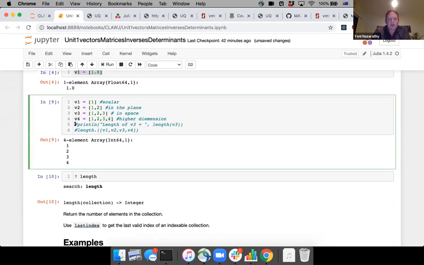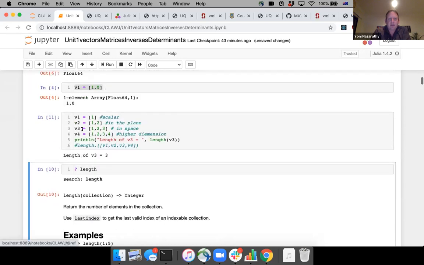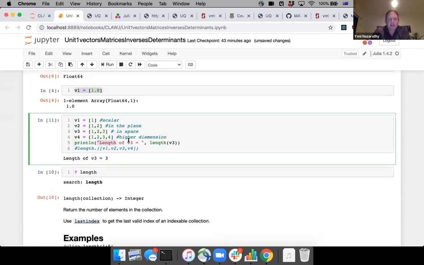So if I now show you this command, let me now uncomment line 5 and run. Line 5 did a print len and said the length of V3 equals, and then it actually evaluates the length of V3. V3 is a vector of length 3, it has three coordinates. Sometimes you can call it the dimension of the vector, but we'll use dimension for something else in linear algebra as well.